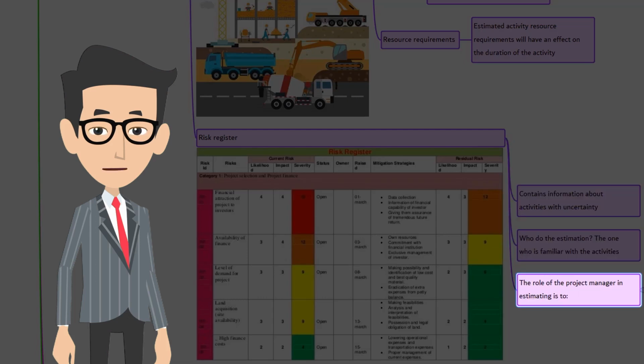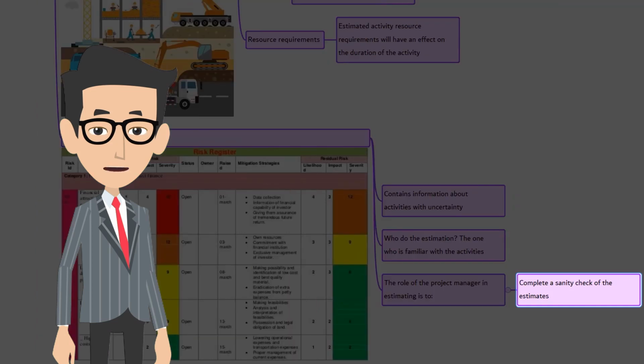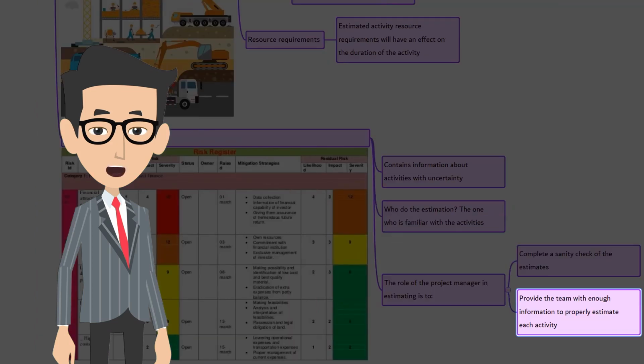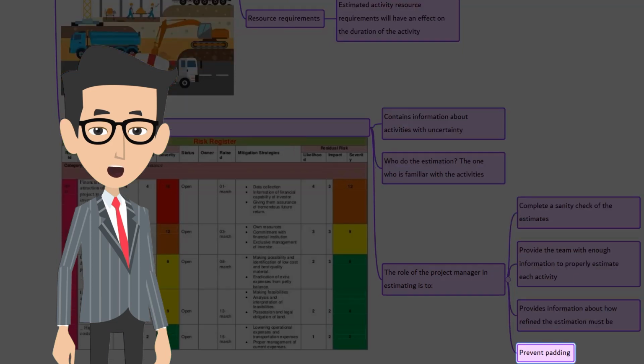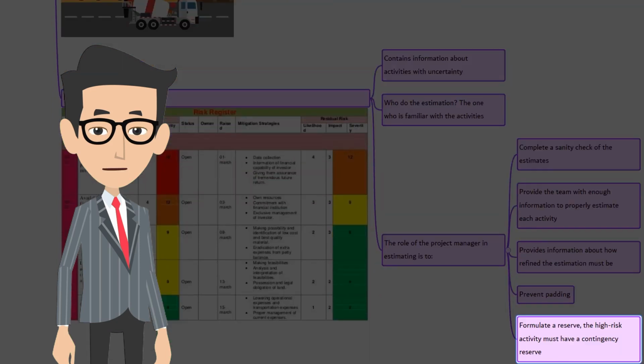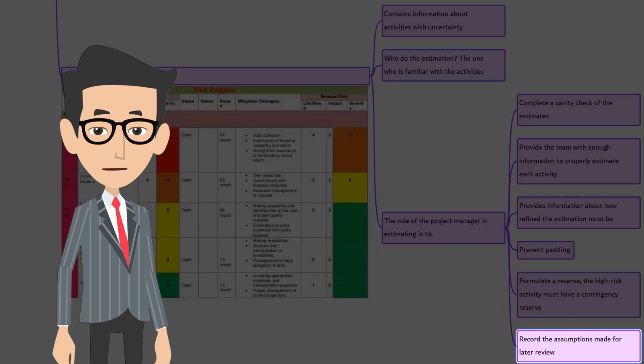He or she has to complete a sanity check of the estimates, provide the team with enough information to properly estimate each activity, provide information about how refined the estimation must be, prevent padding, this is very, very important, and formulate reserve. All high risk activities must have contingency reserve. Record the assumptions made for later review.